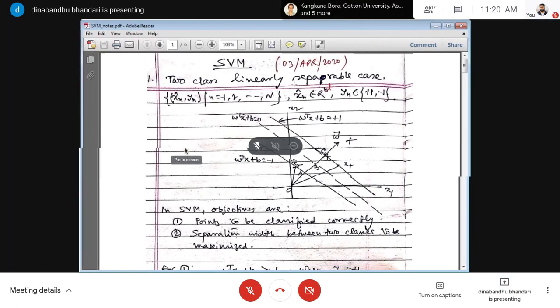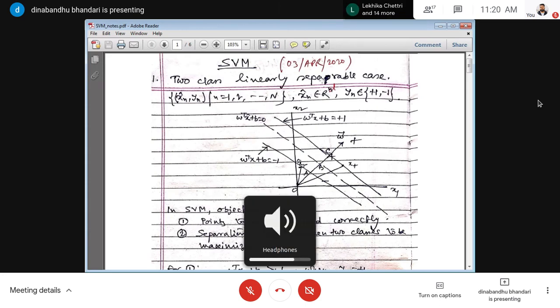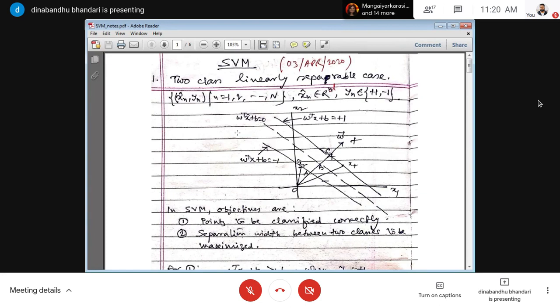Actually, I was teaching in our college in MTech or BTech, I think, a machine learning course. There I taught on 3rd of April 2020. That's why I prepared this note. Otherwise, normally I write on the board. Anyway, again, I'll just repeat the same thing here.